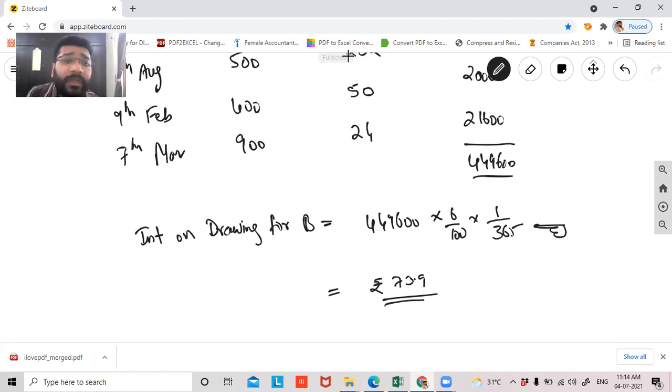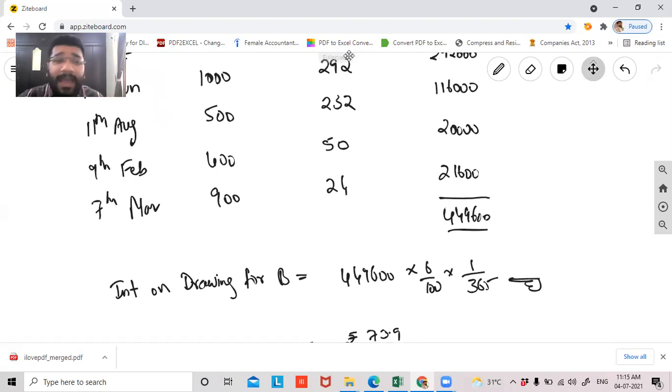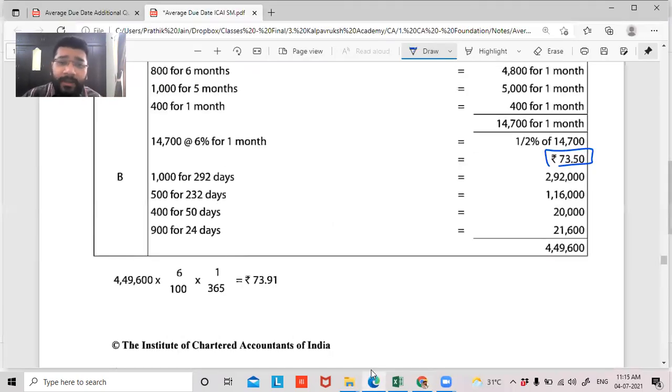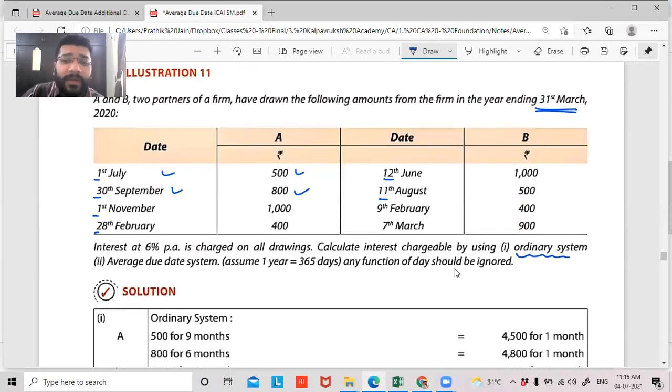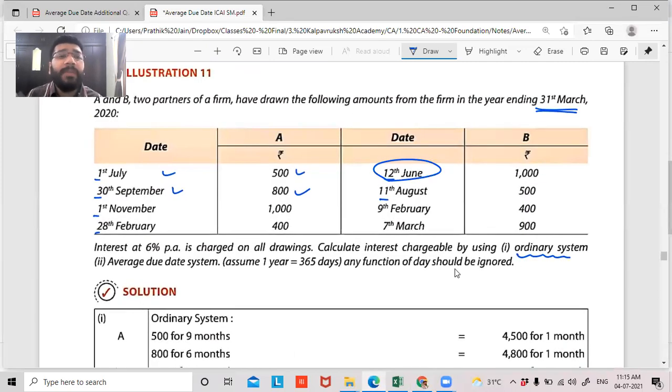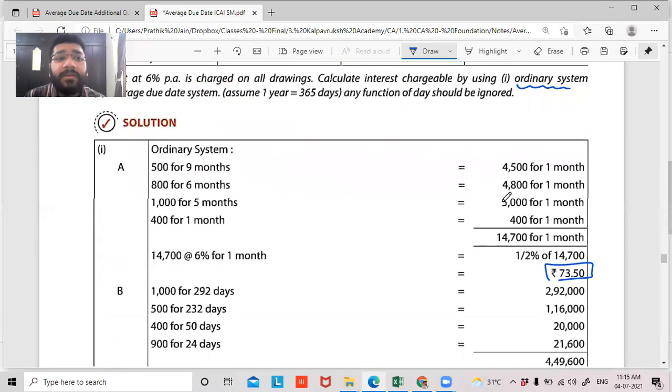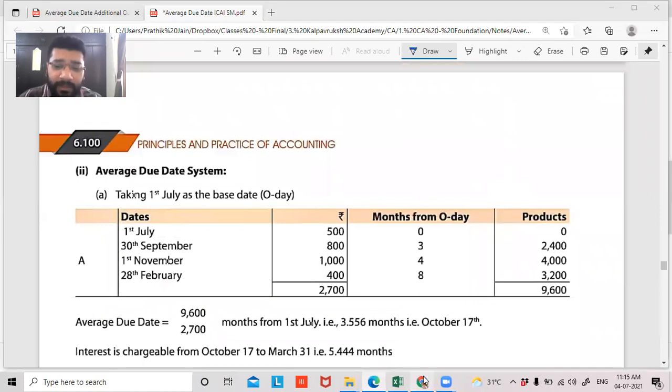So guys, this is the calculation of interest using the ordinary system. This is nothing new. The only new thing was that normally we calculate in months, but in case of B, we calculated in days because the amount of drawing was in between, so it becomes very difficult to calculate in terms of months. Whenever the date is either 1st or 30th, it is always months. But if the date comes somewhere in between, then calculate in number of days. So please make a note of this. And now, guys, let's do this same question in the average due date method.